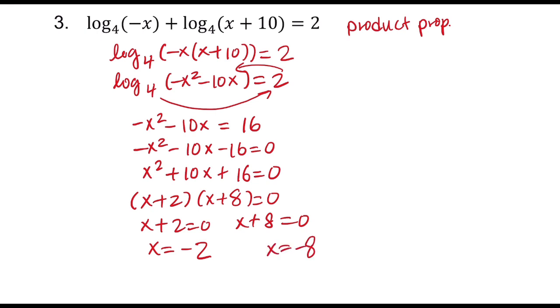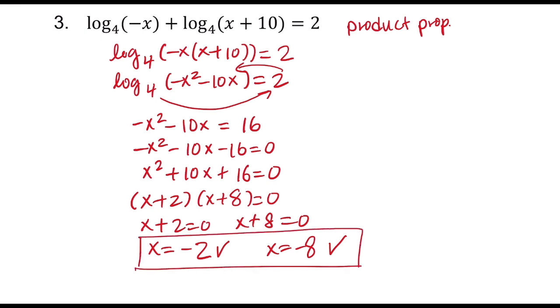Now, since we have two solutions, we're going to have to plug each back into the argument to see if it satisfies the argument rule. And if we try plugging negative 2 into both, that makes both arguments positive, so that's correct. And if we plug negative 8 into both our arguments, that's also going to give both positive arguments. So that means these two, negative 2 and negative 8, are our correct answers.